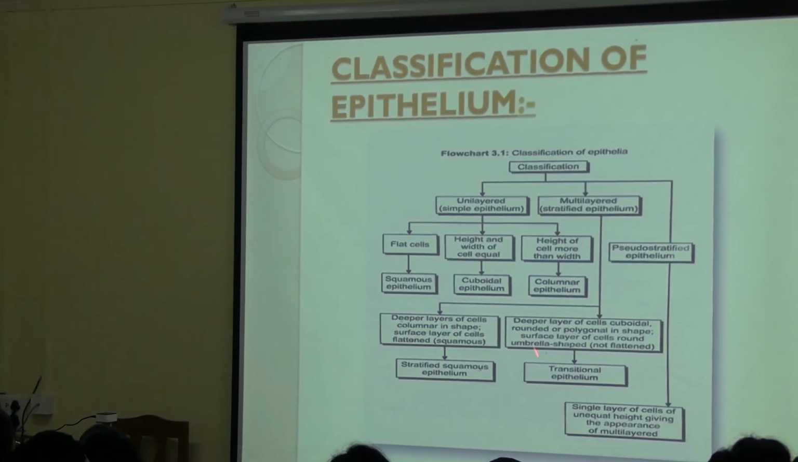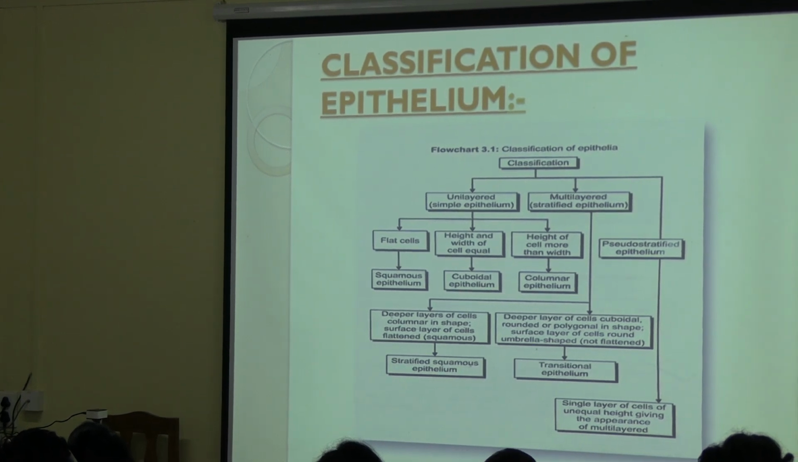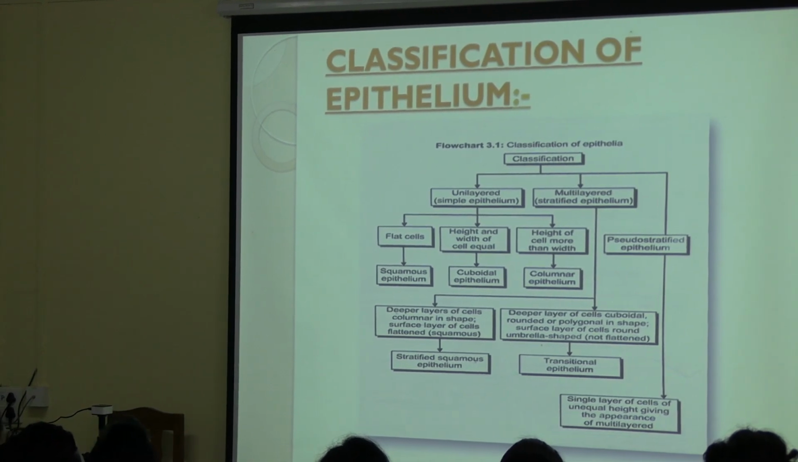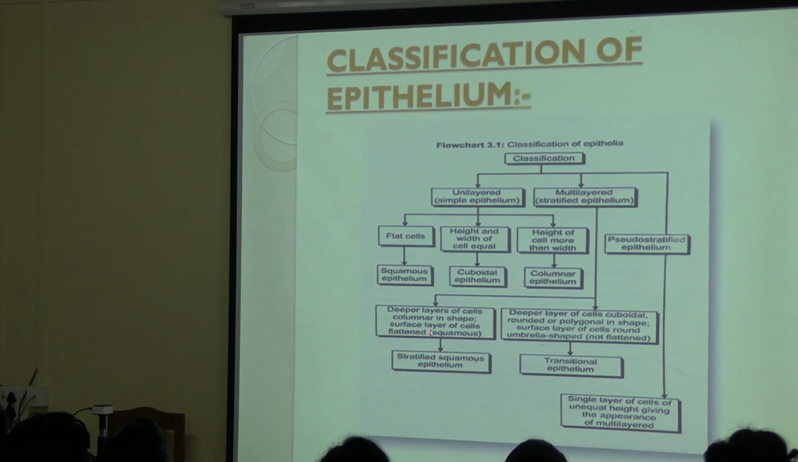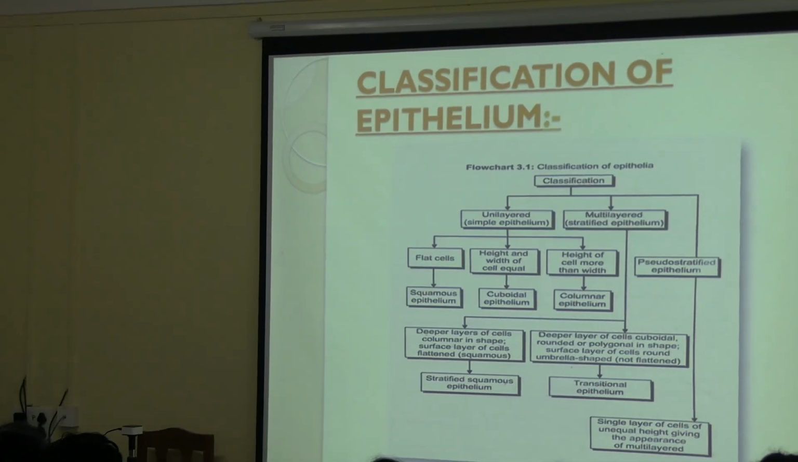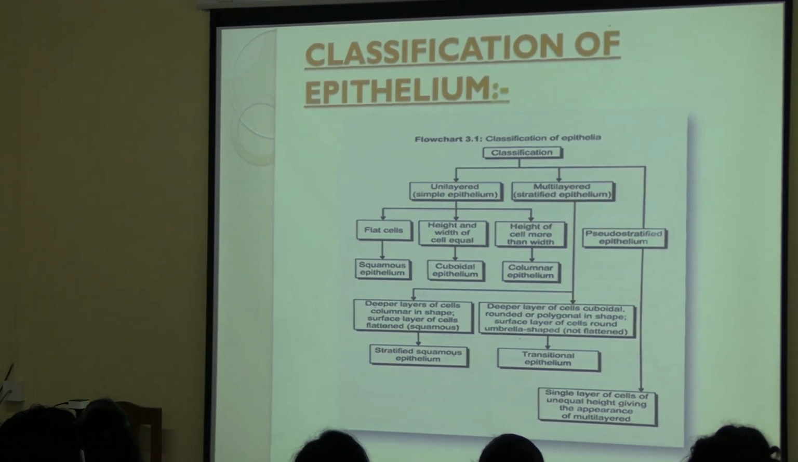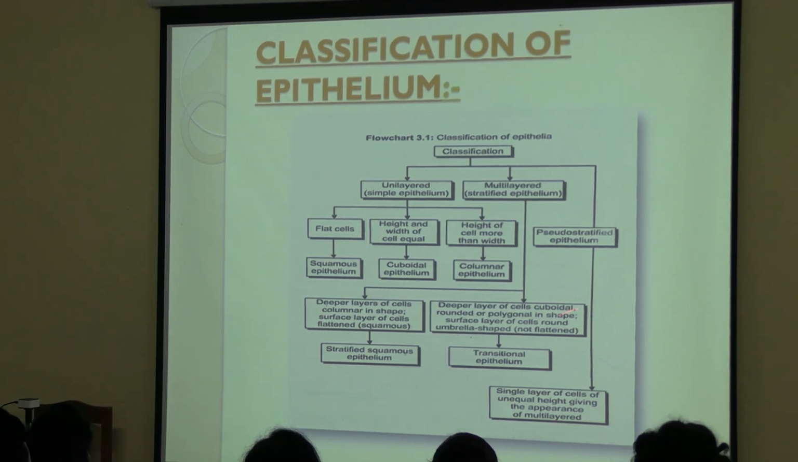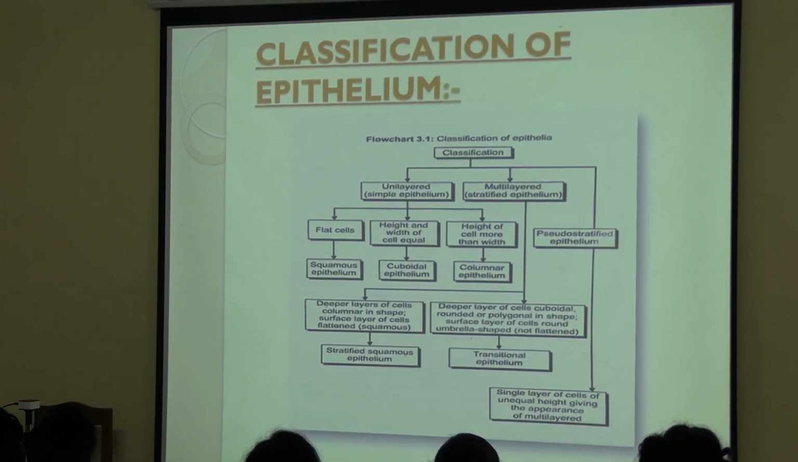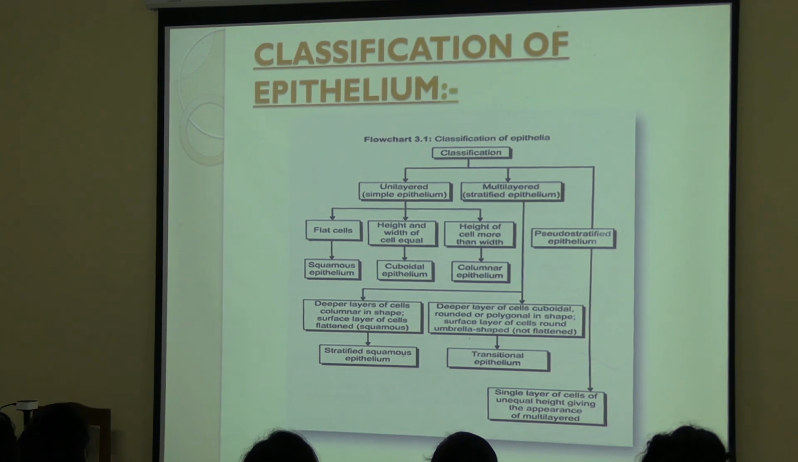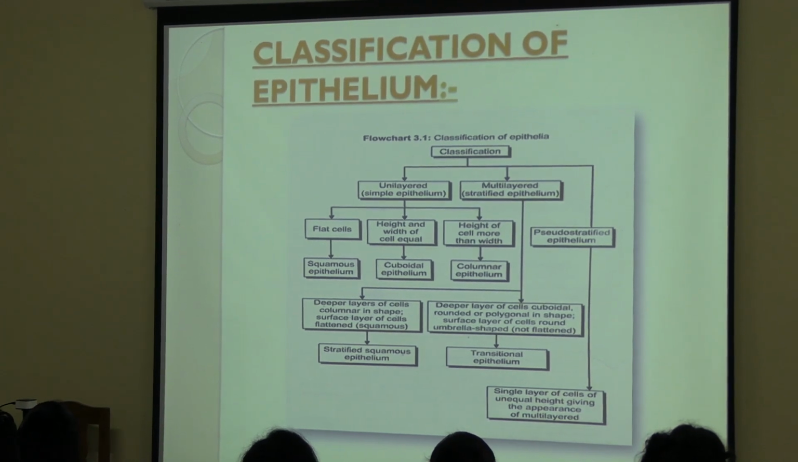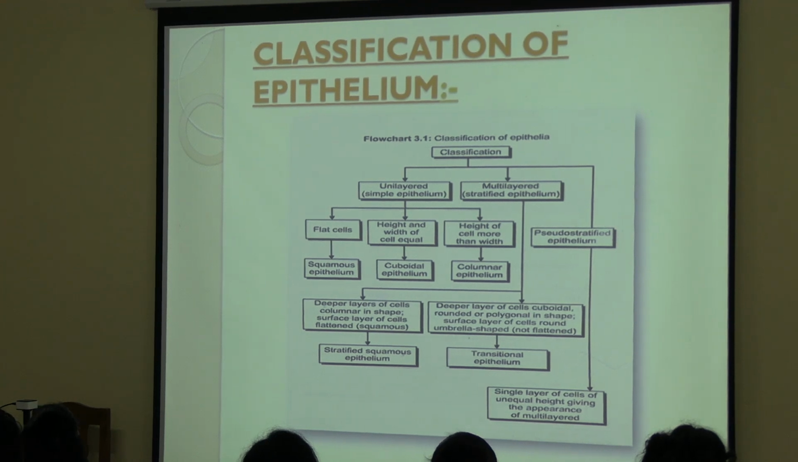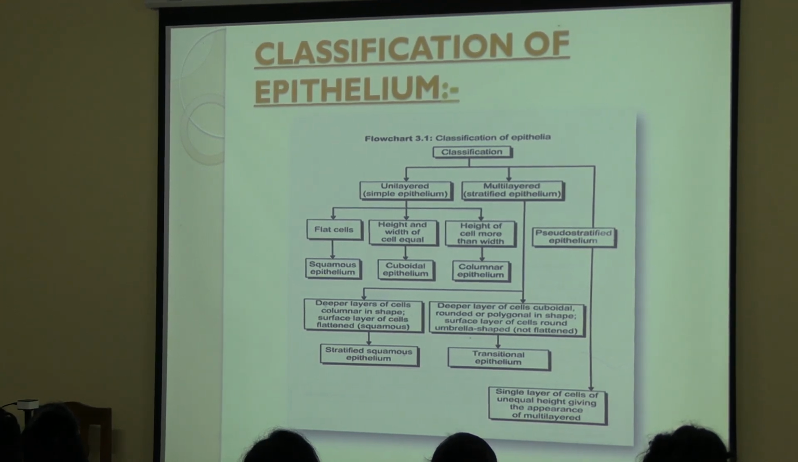Shapes, okay. Now multi-layered or stratified. Whenever it is multi-layered, it is stratified. You will see many layers of cells. If the topmost layer of the cell is flattened, then which epithelium? Stratified squamous epithelium. Now what is transitional epithelium? What is the difference between stratified squamous and transitional? In transitional, the surface cell will be umbrella shaped or dome shaped. It is transitional epithelium.